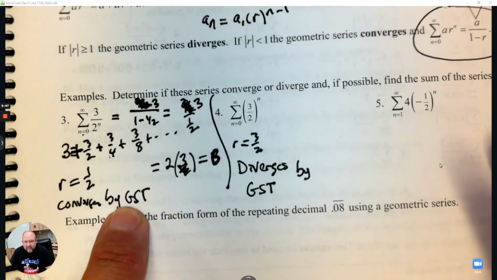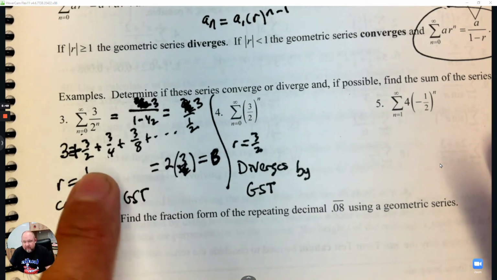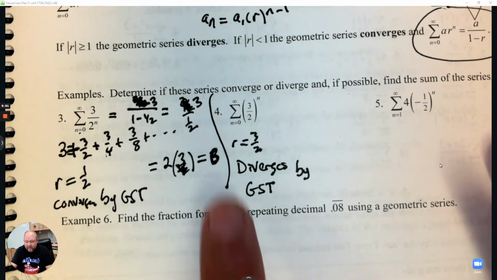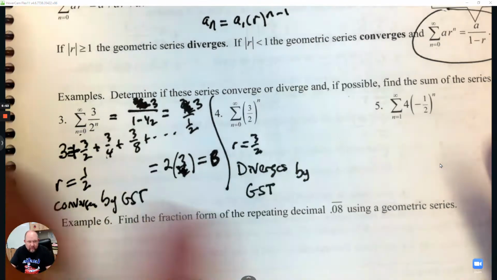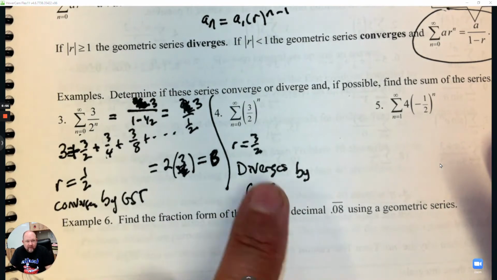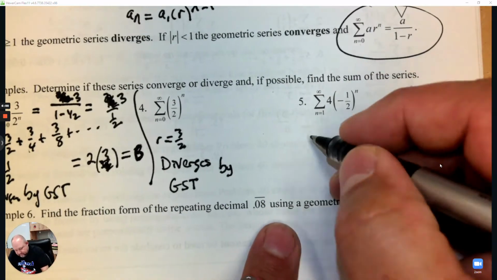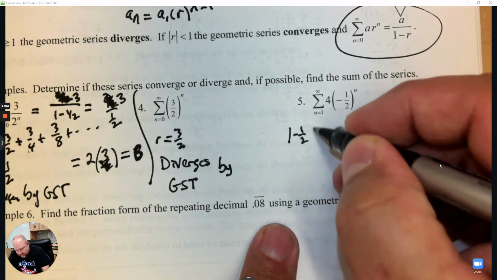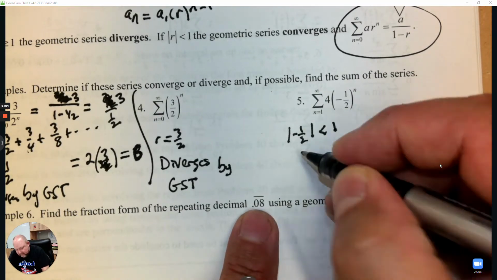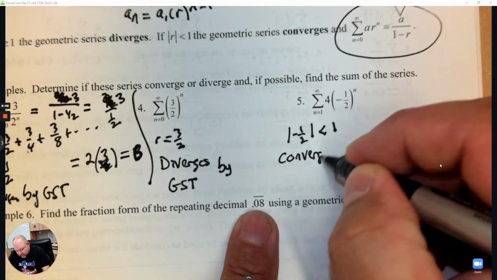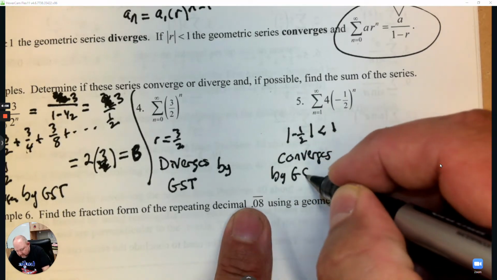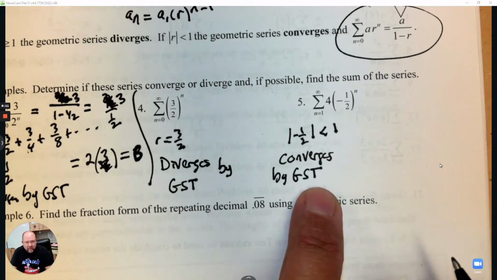So this is the geometric series theorem that says if the absolute value of the ratio is less than 1, it converges. This, it's bigger than 1, so it diverges. Here, you can see the absolute value of 1/2 is definitely less than 1. So this converges. Why? The geometric series theorem.